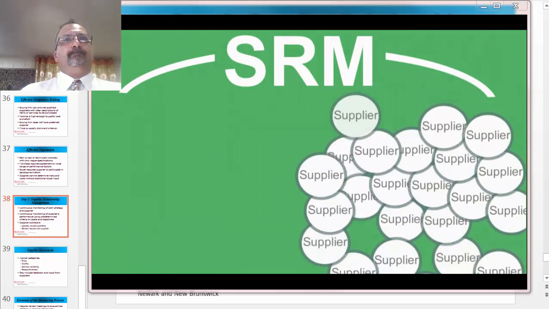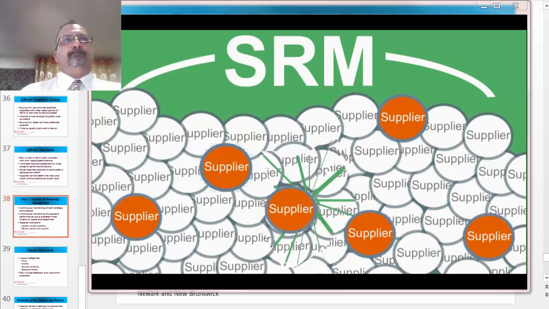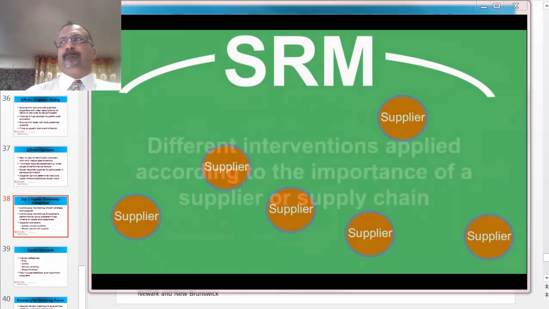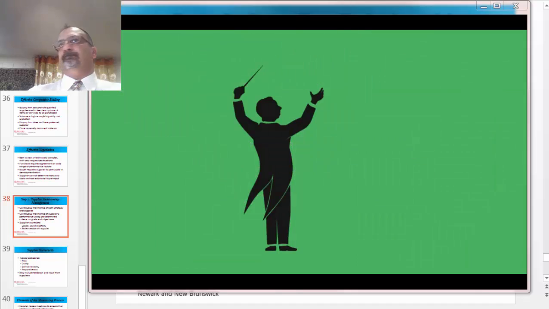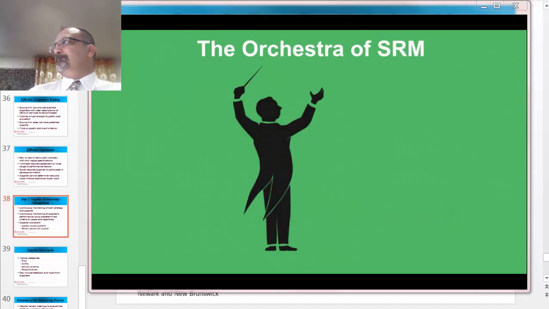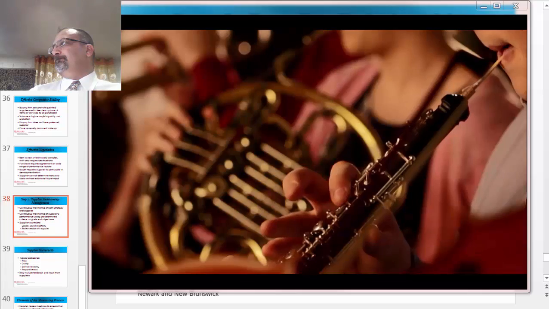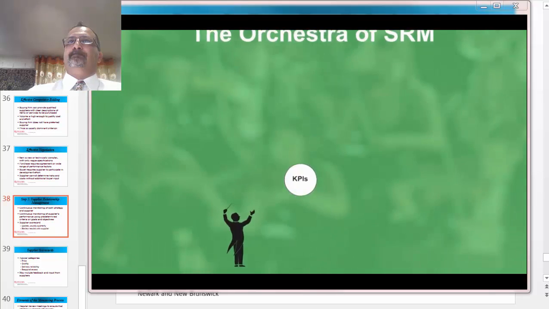SRM is in fact an umbrella term. It is all of the forms of intervention with suppliers and the supply base, but applied selectively according to the degree and nature of importance of a supplier or supply chain. This sounds obvious, but making this happen in practice demands a shift in mindset, and this is where the metaphor of the orchestra of SRM can help. In the same way as a real orchestra has many different sections, the orchestra of SRM also has many different sections.